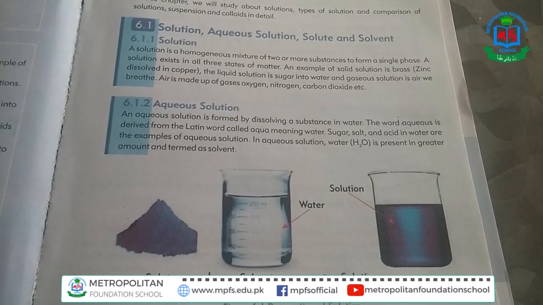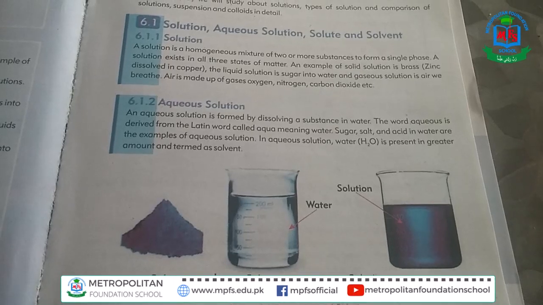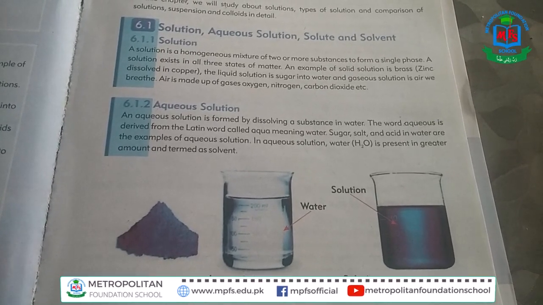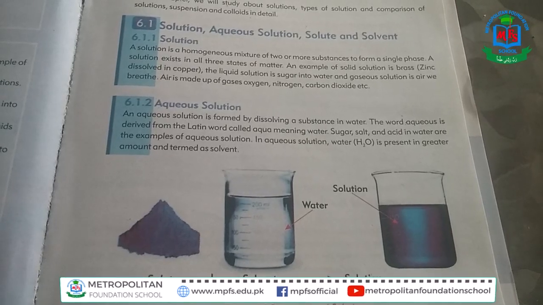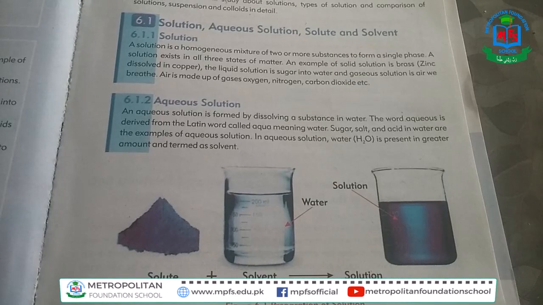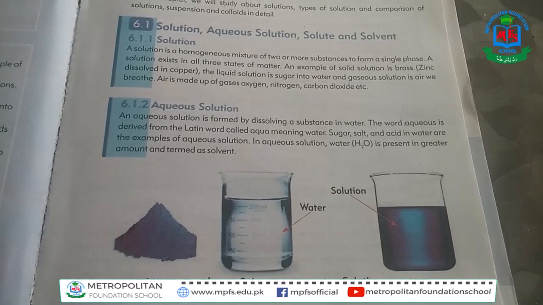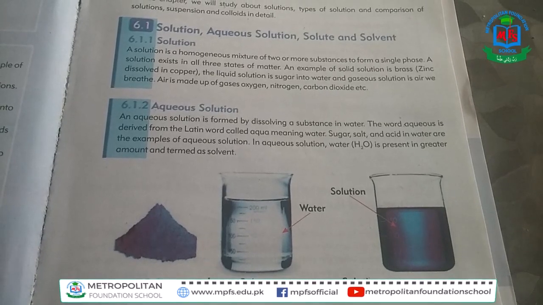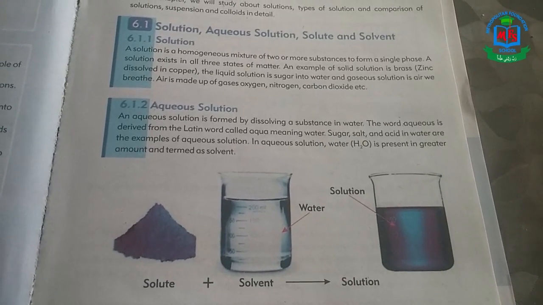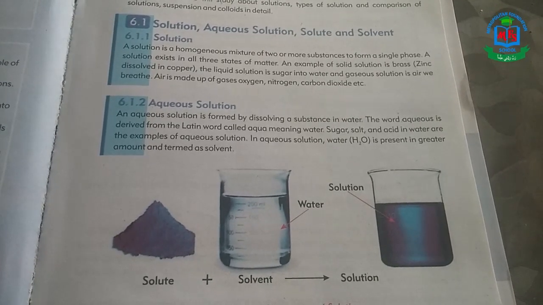Another example of solution is sugar solution. If we dissolve a small amount of sugar in water, we make sugar solution. Another example of solution is glucose solution. When we dissolve 5% of glucose in water, we make glucose solution. It is another example of solution.